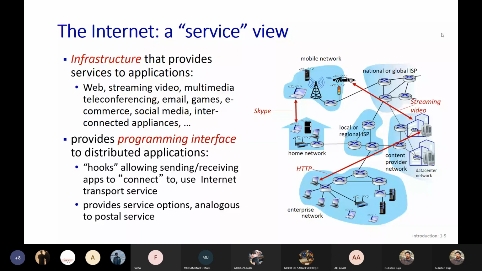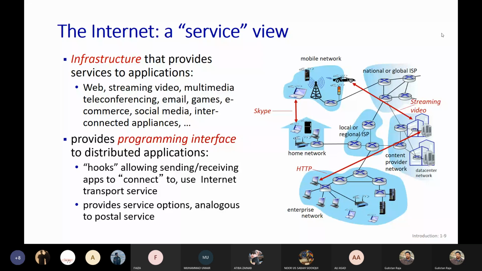Another view is that it is providing a programming interface to distributed applications. Distributed applications means that applications are not placed in one or two end systems. There are billions of connected devices, and those applications are distributed across each device. So the internet is allowing you, hooking you, connecting you, sending and receiving apps to use the internet transport service, and it provides you various service options.